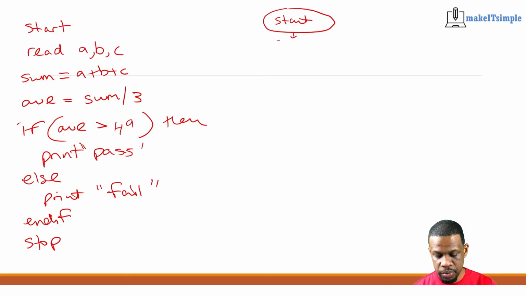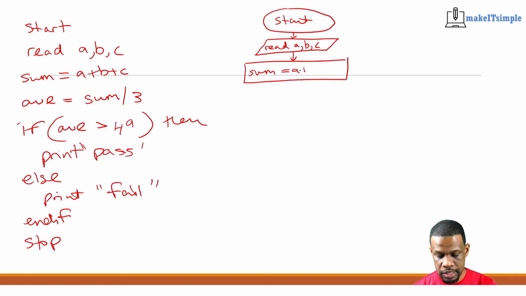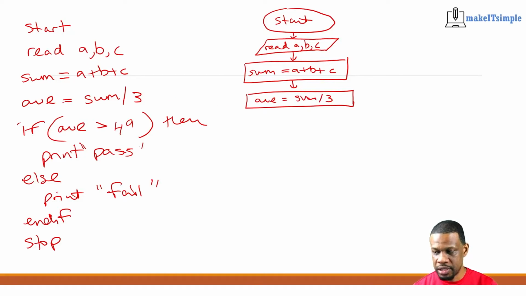Read A, B, and C will be a parallelogram. After I read A, B, and C, I want to now find the sum of A, B, and C. So sum equals A plus B plus C. And then I want to find the average, which should be a rectangle again. Average is equal to sum divided by 3. Notice once there's an equal sign, I'm putting it in a rectangle, right?